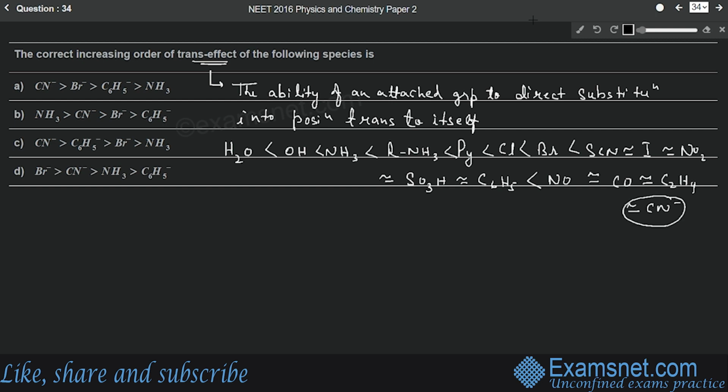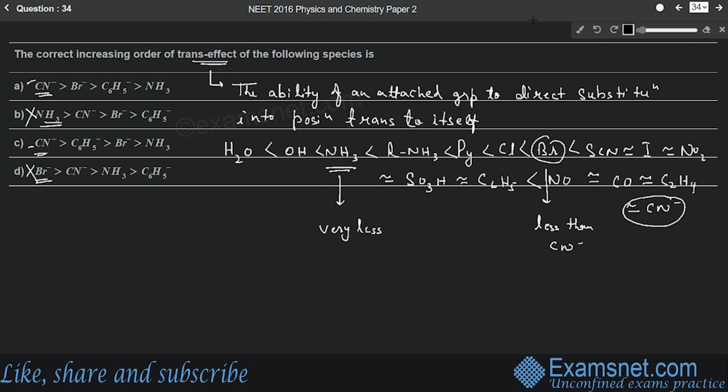Here in the options, the first option and third option have CN minus maximum. Okay, so the correct answer should be out of A and C only. Ammonia cannot be more than CN minus because it is at this position. Okay, this is very less. So option B is clearly not correct. In the last option, maximum is bromide. So bromide is here. Okay, this is also less than CN minus. So this is also incorrect.